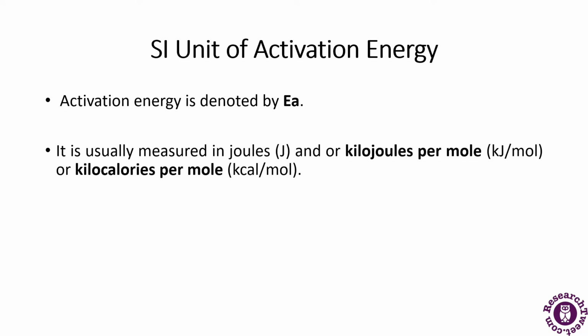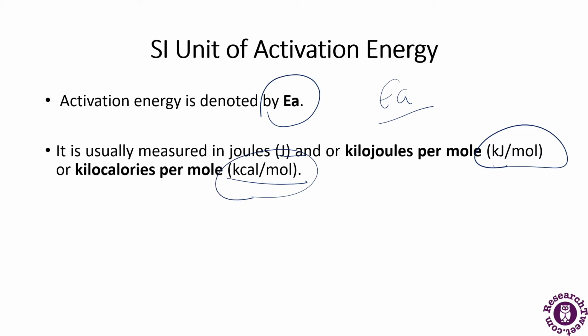Now, what is the SI unit of activation energy? First of all, activation energy is denoted by the symbol EA, and it is usually measured in joules or kilojoules per mole, or kilocalories per mole. This is how the unit of activation energy can be written.